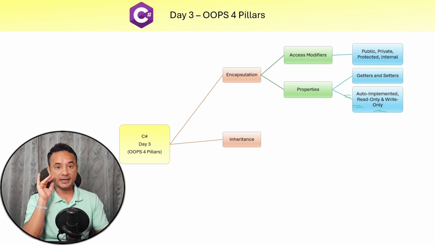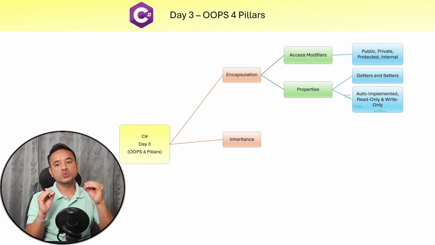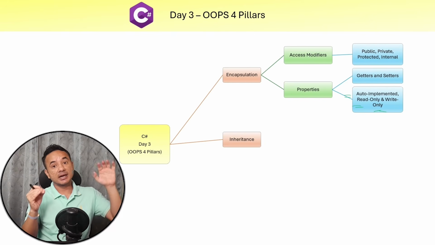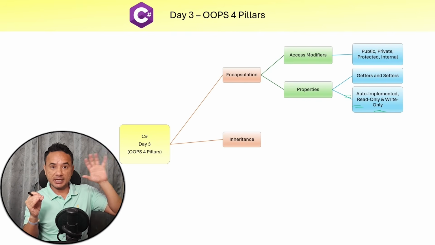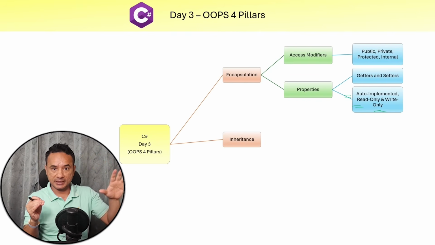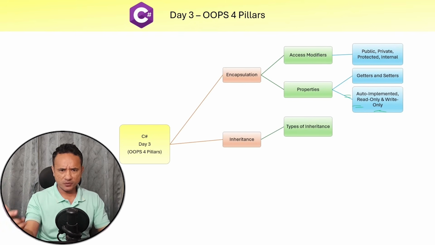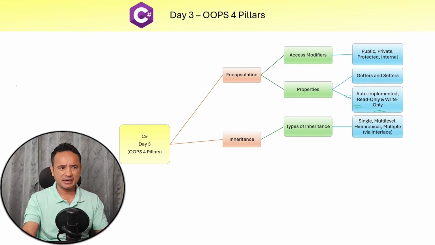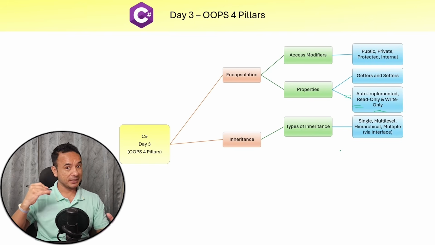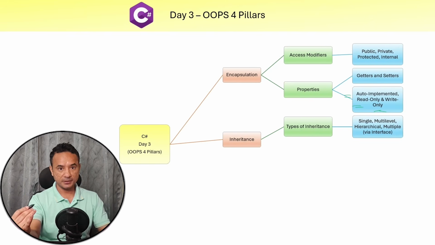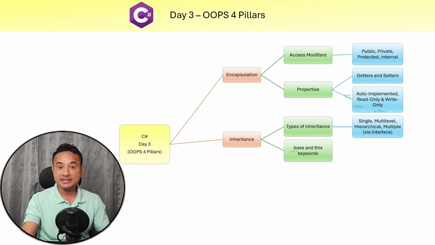Second concept, inheritance. It allows one class to reuse the code of another base class. Okay, the child class can use the functions of the parent class. We can have different types of inheritance: single, multi-level, hierarchical, and multiple, which can be done by interface. Then in inheritance we have the base keyword and this keyword. The base keyword refers to the parent class. The this keyword refers to the current object. Both are very common interview questions and important.